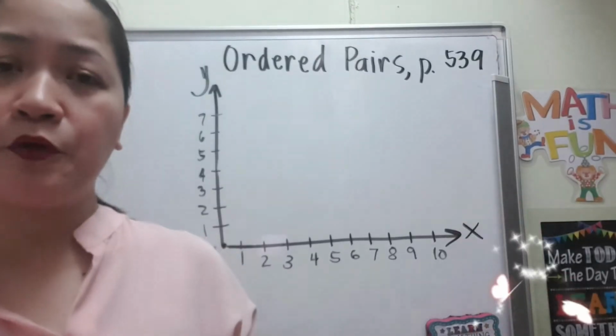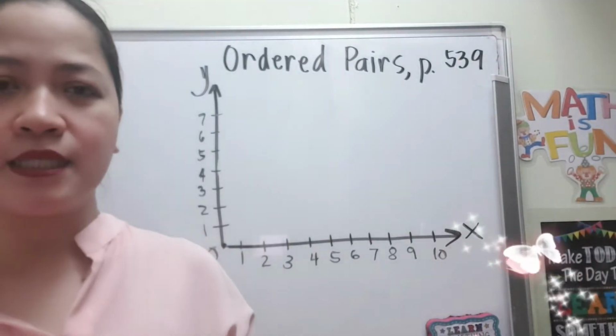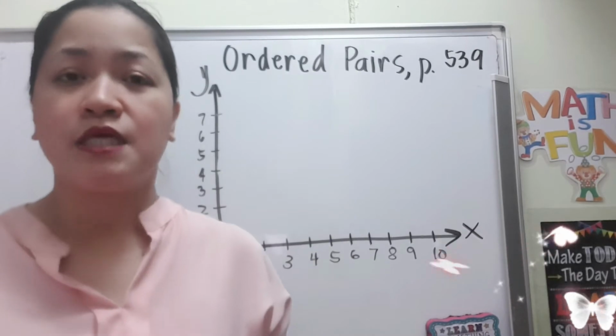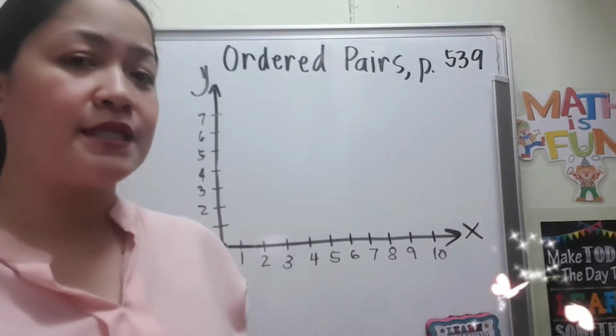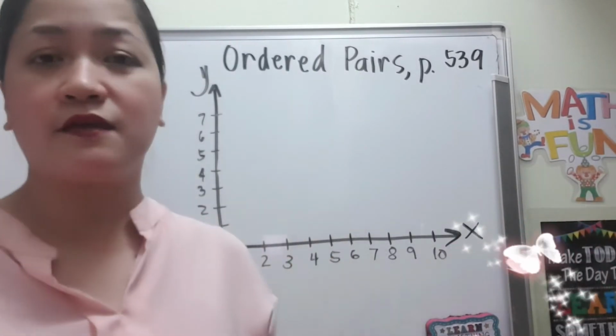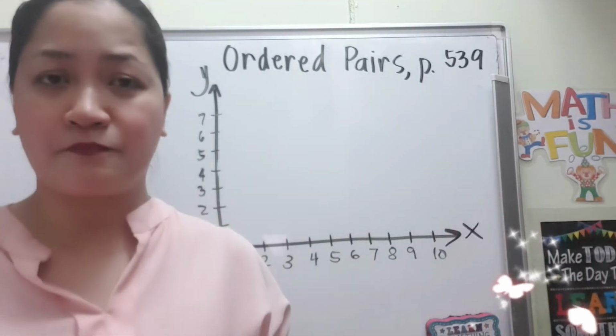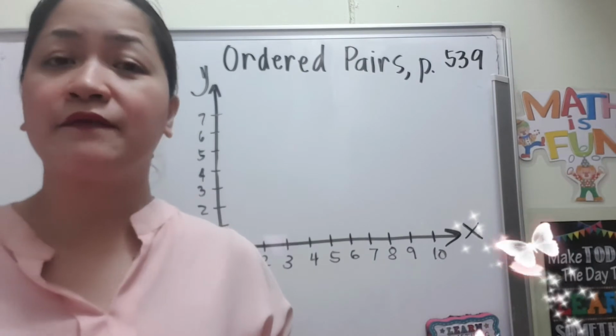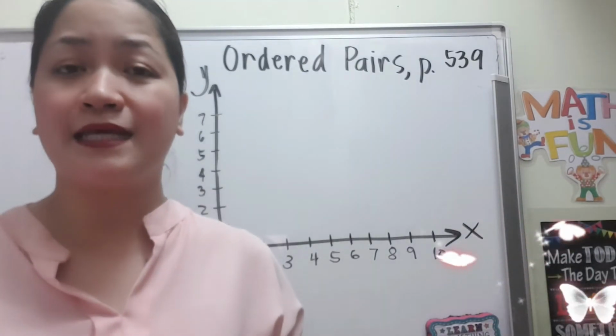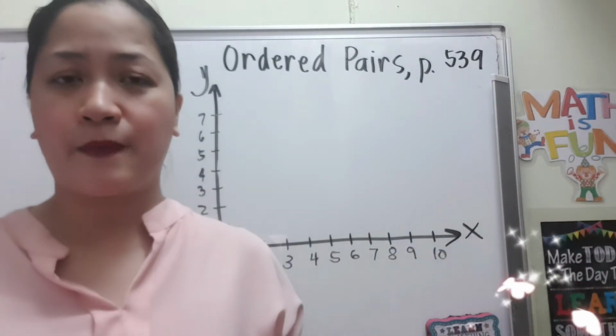When we plot points on the coordinate grid, we also name the points. We can name the point by writing the ordered pair, just like we did in the first example. We can also assign a letter for that point, or we can do both. We can assign a letter and write the ordered pair also.